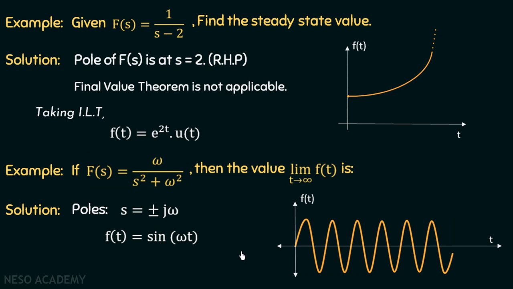So now we know the conditions of the final value theorem and the reason why we cannot apply it in these two cases. Whenever the function has a pole in the right half plane, the function is unbounded and the final value is not defined. Similarly, if the function has a pair of complex conjugate poles on the j omega axis, the function is oscillatory and again the final value is not defined. In both cases, we cannot apply the final value theorem.